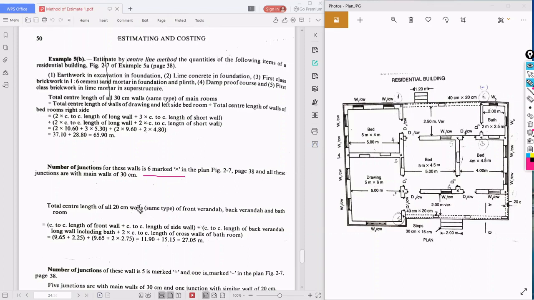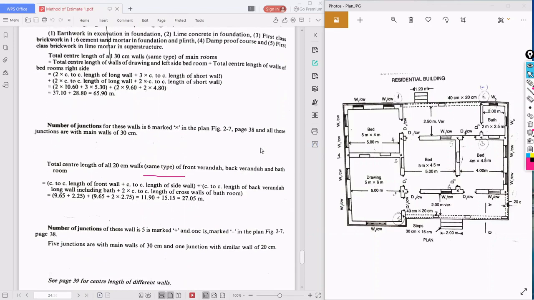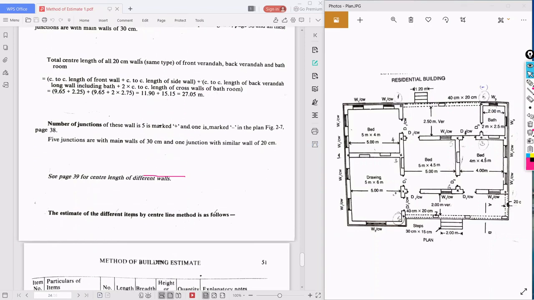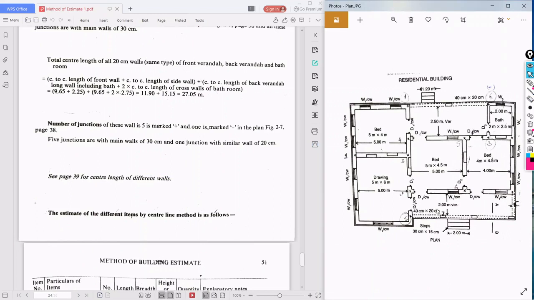Okay, so now we will calculate the total center line length of all the 20 centimeter wall. See here, 20 centimeter wall. What is there? This one is a 20 centimeter wall, and this one is the 20 centimeter wall. Here also 20 centimeter wall, here also, here also. So this 20 centimeter wall we need to calculate.